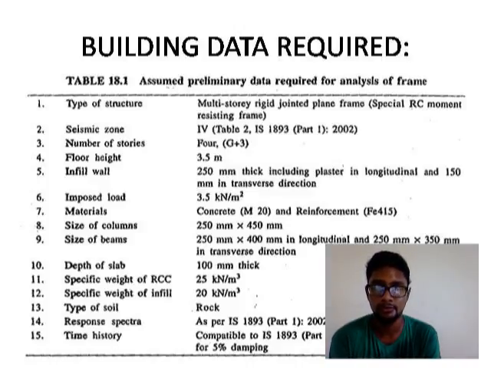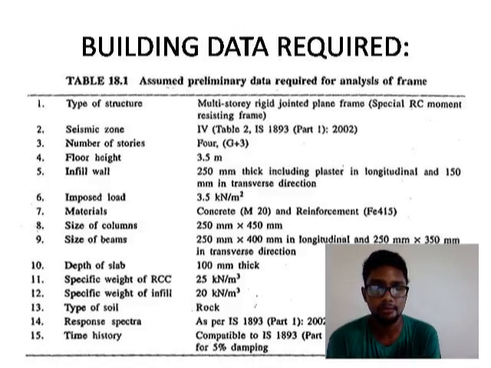The infill wall is nothing but the partition wall which we use in the building, which is about 250 mm thick. The imposed load which we're going to consider is 3.5 kN per meter square. The size of column we're going to assume to be 250 by 450 mm, and the size of beam to be 250 by 400 in the longitudinal direction and 250 by 350 in the transverse direction.